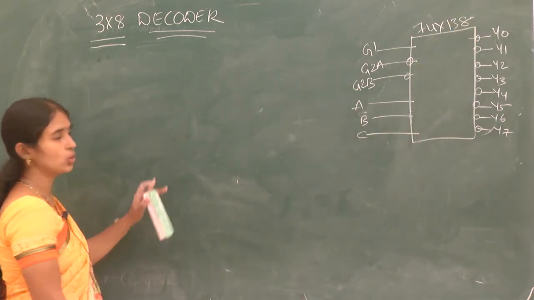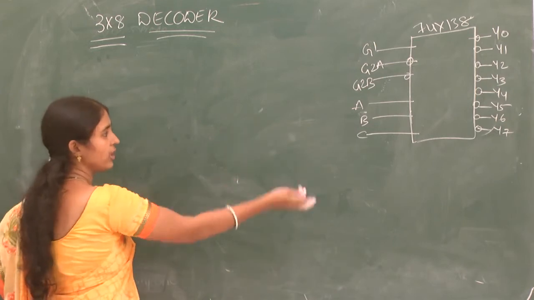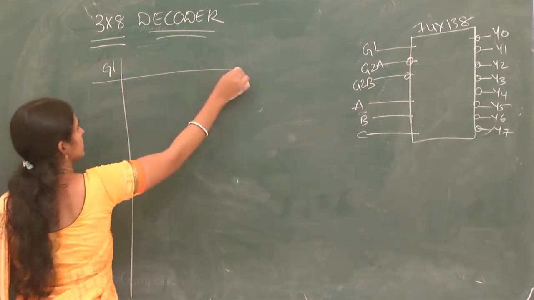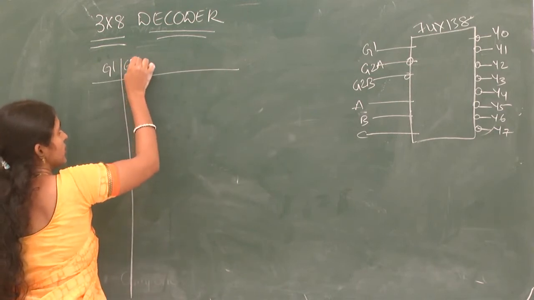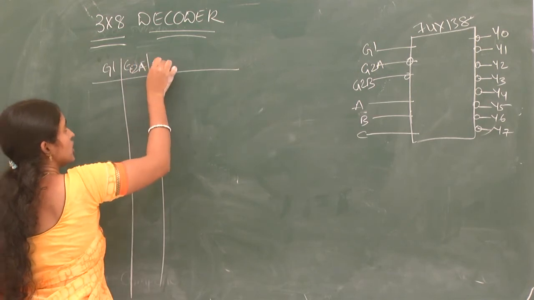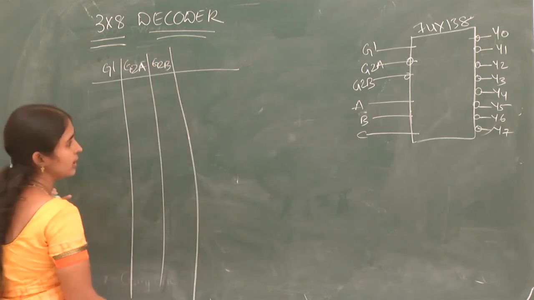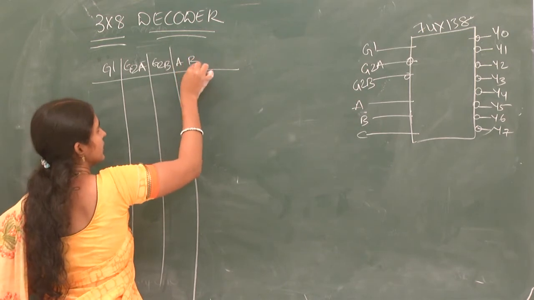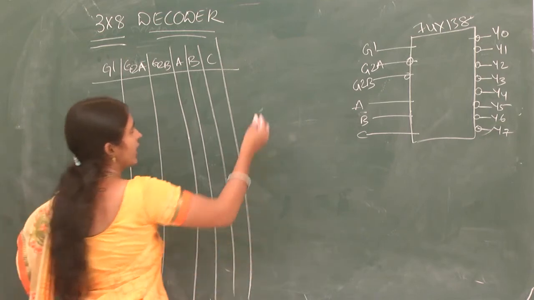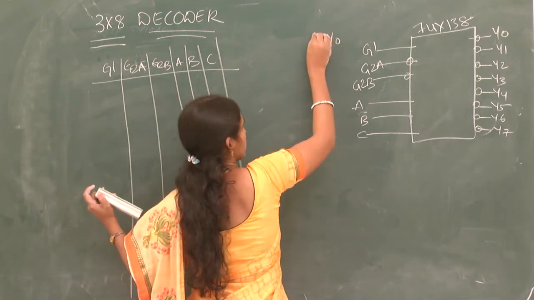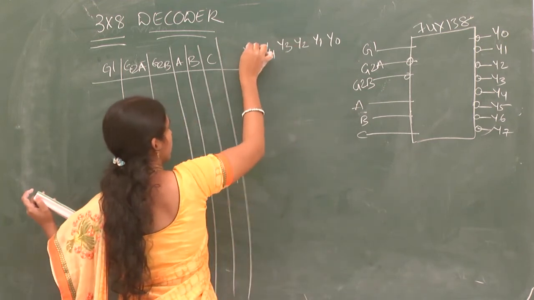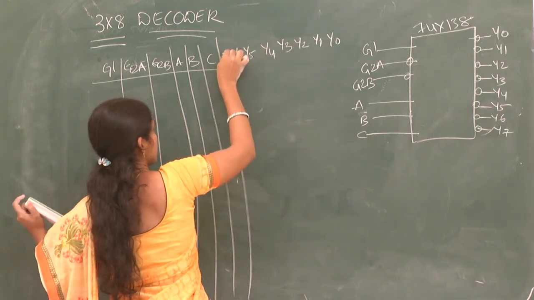Next, coming here, how to draw the truth table. As you all know how to write a truth table, how many selection lines do you have? Sorry, enable inputs G1, G2A, G2B are the 3 enable inputs, and you will be having three inputs like A, B, C, and you will be having 8 outputs Y0, Y1, Y2, Y3, Y4, Y5, Y6 and Y7.